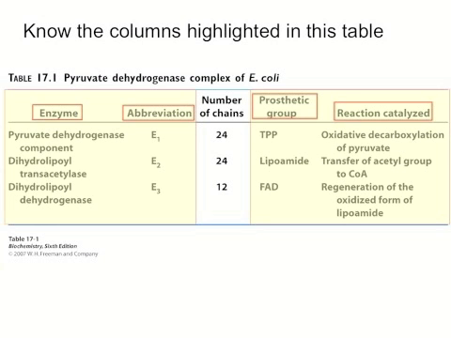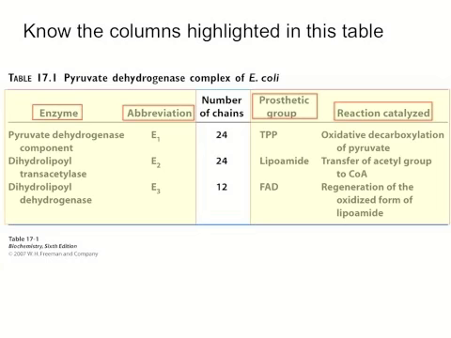Dihydrolipoyl transacetylase, E2, uses the prosthetic group lipoamide. This transfers acetyl groups to coenzyme A. Dihydrolipoyl dehydrogenase, E3, uses the prosthetic group FAD. The reaction catalyzed is the regeneration of the oxidized form of lipoamide.